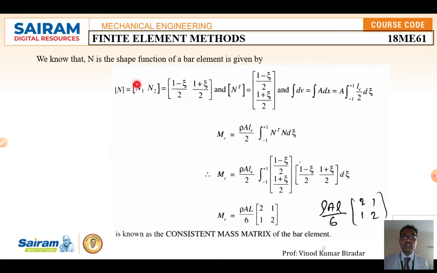So N is equal to N1 N2, where N1 is 1 minus zeta by 2 and N2 is 1 plus zeta by 2. These are the standard values for the shape function of the bar element. N transpose is also there, so write this in a vertical fashion. For the elemental strip, integration of A into dx is nothing but area into dV. So this integral can be written from minus 1 to plus 1 as L by 2 d zeta.